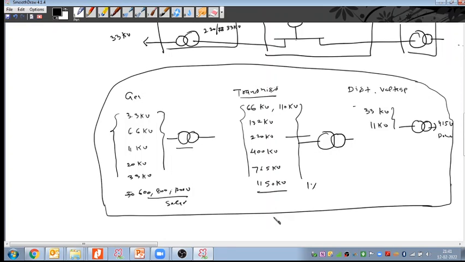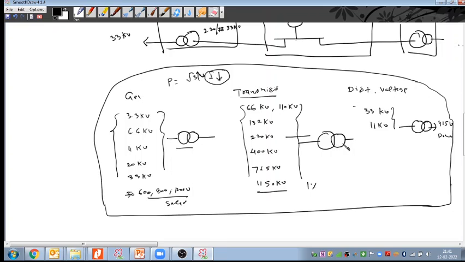We know the power formula: P equals root 3 into V I. So if the voltage increases, the current will be reduced, and all the losses depend on the current. So all the line losses will also be reduced, right? So we transmit at higher voltage, extra high voltage or ultra high voltage.